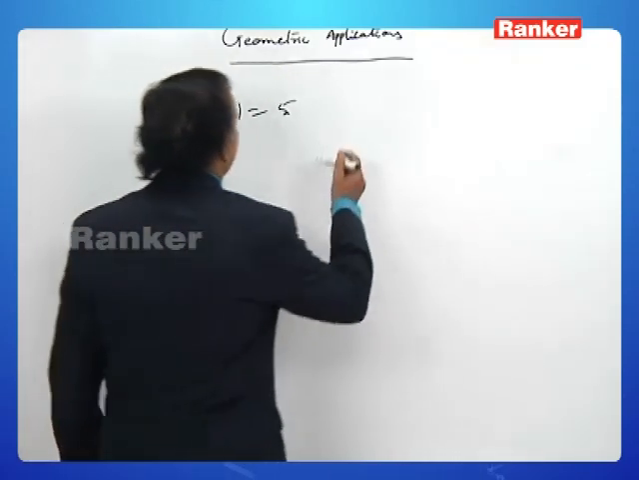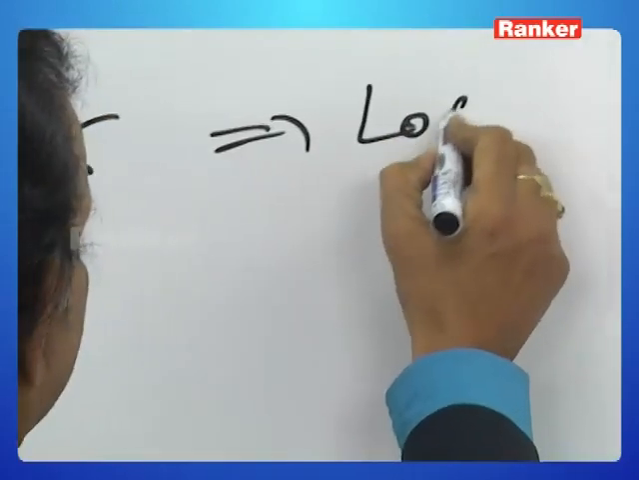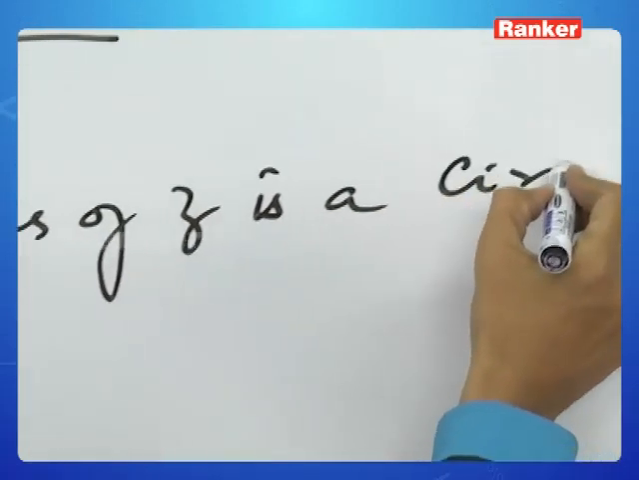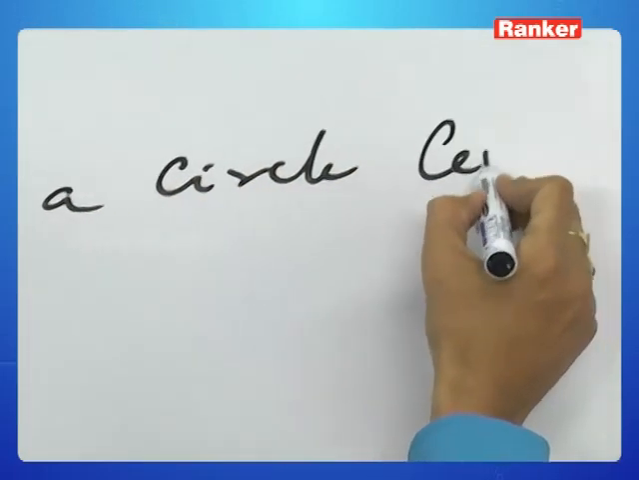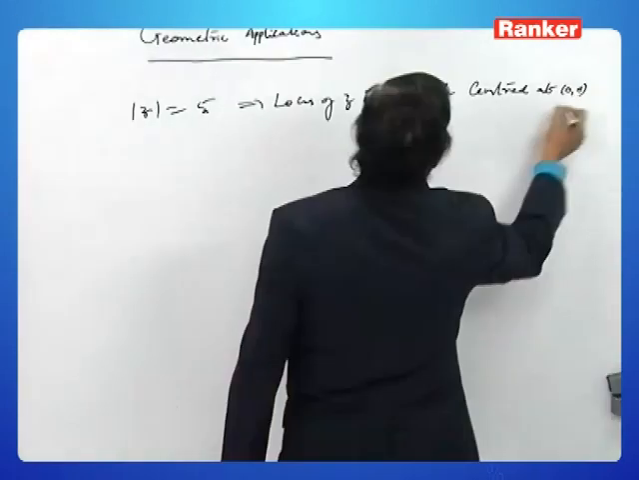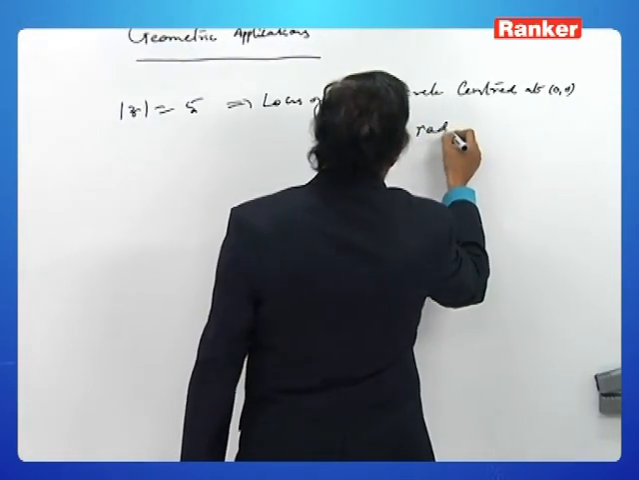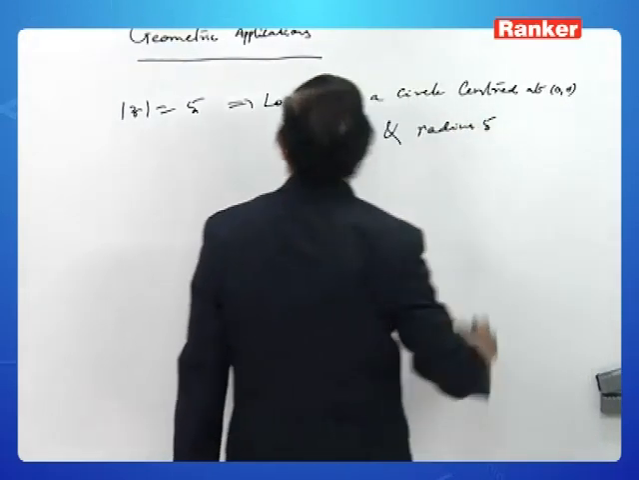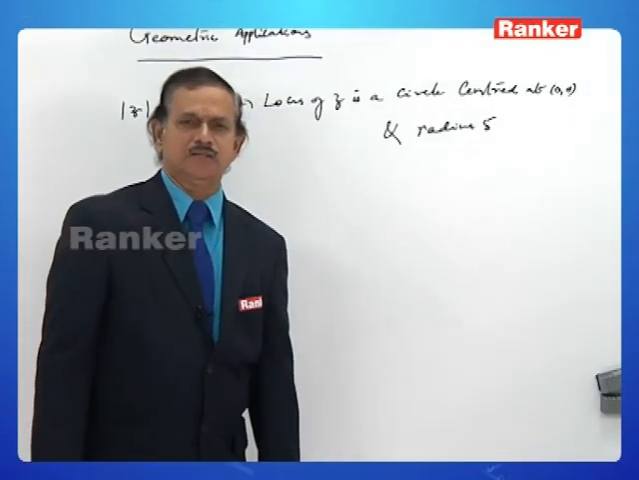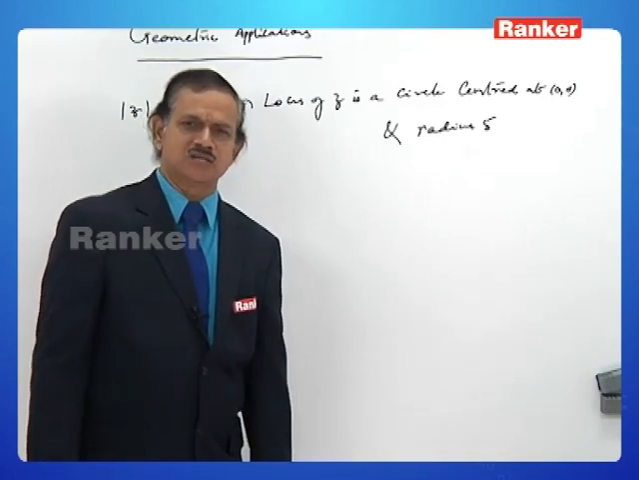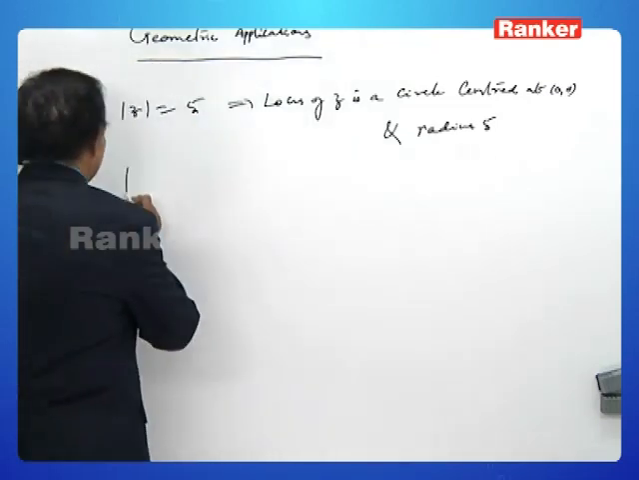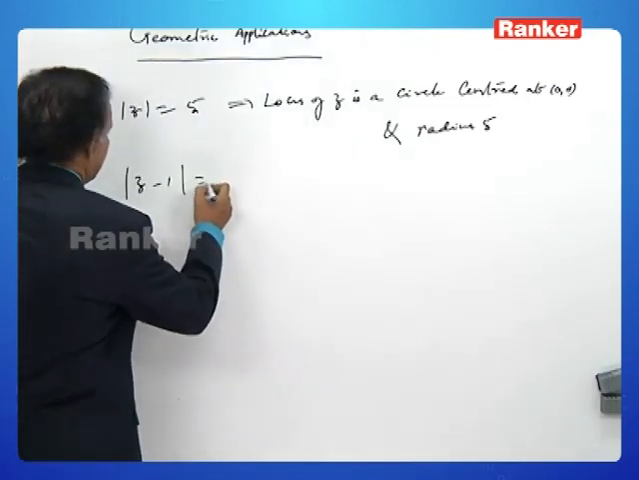Mod z is equal to 5 implies the locus of z is a circle centered at origin and radius 5. Mod z is equal to k, where k is a positive number: it is a circle centered at origin with radius k. Good. Just like that. Modulus of z minus 1 is equal to 3.